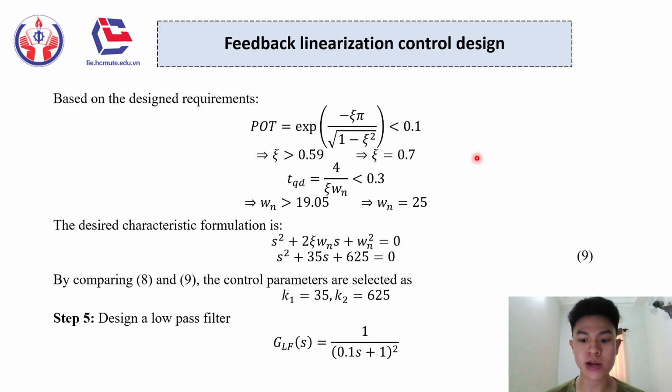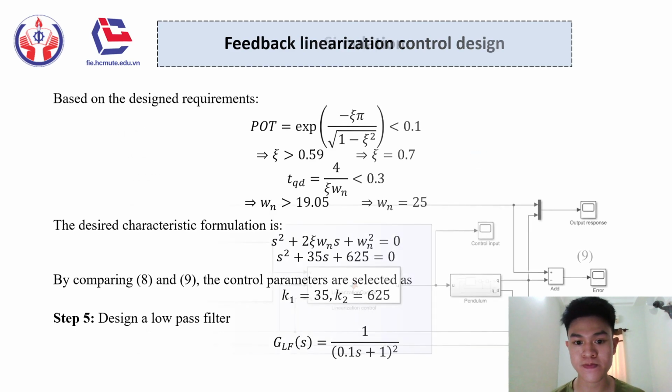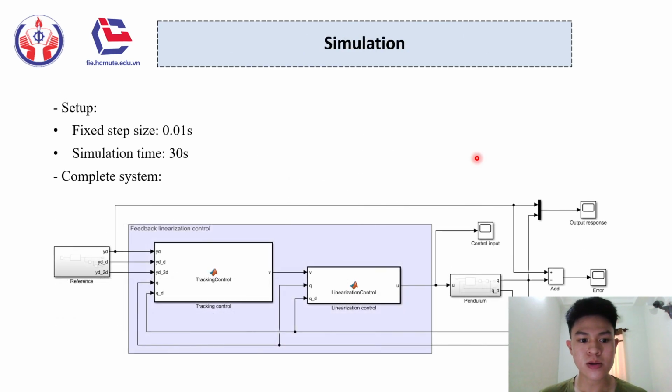Now we come to the simulation. To simulate the system, I will do it in MATLAB Simulink. First of all, I will set up the Simulink. The first one is the fixed step size. It will be equal to 0.01 second, and the simulation time is 30 seconds.